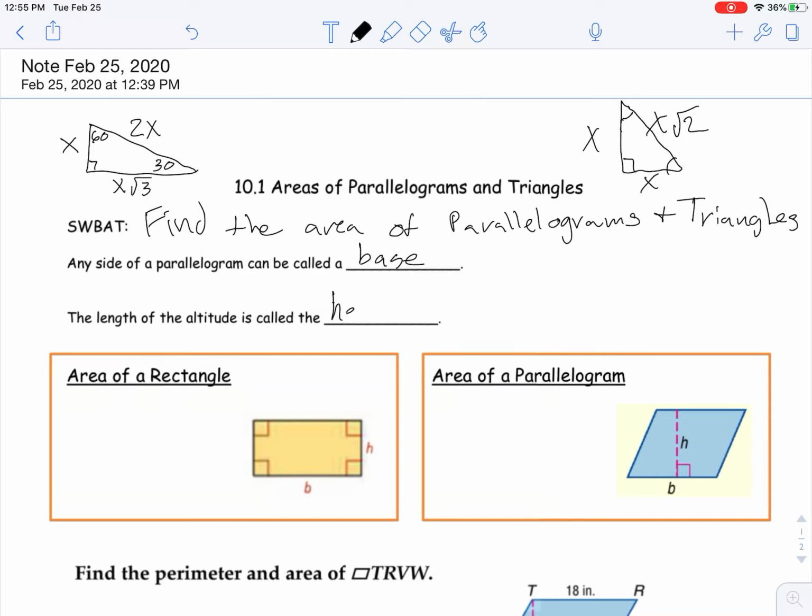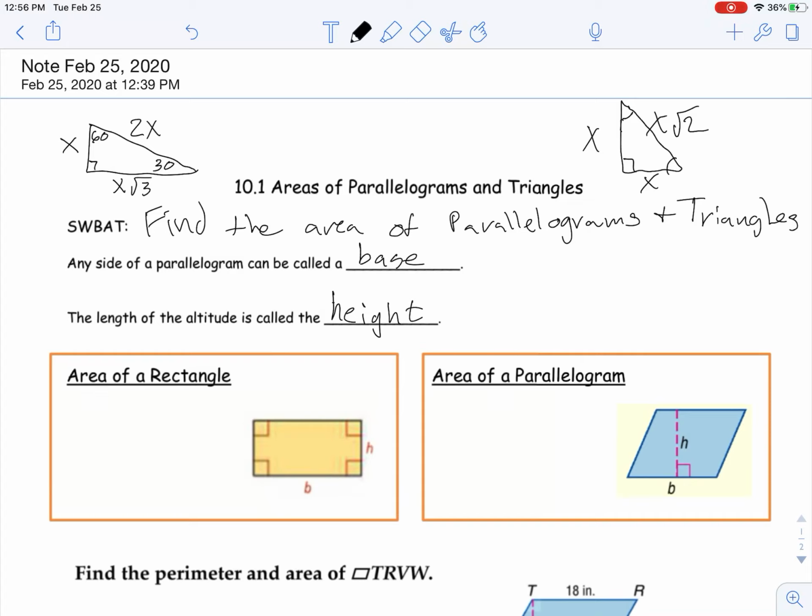The length of an altitude is called the height. We've talked about altitudes before, and that's the most basic definition of an altitude, how high it is. And just like on triangles, we always said the altitude has to be perpendicular with basically a side of a triangle. Same thing applies here. Height has to be perpendicular with a base. You get to pick the base, but it has to be perpendicular with that. So basically, it has to be perpendicular with one side of the shape.